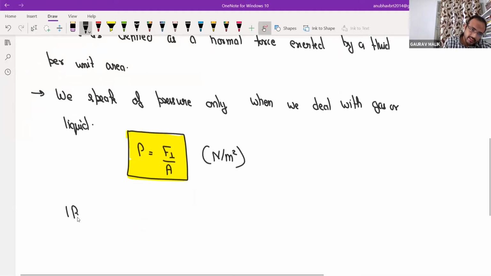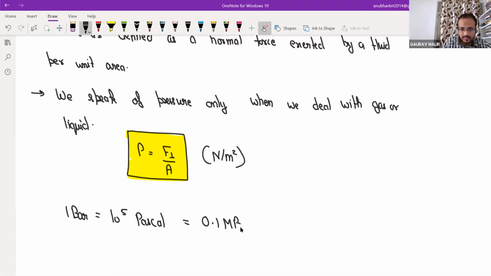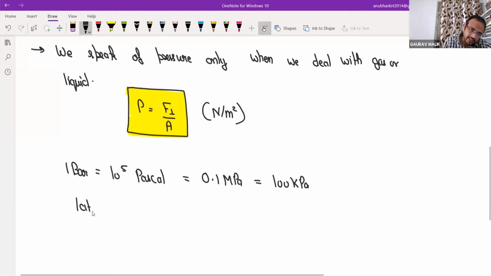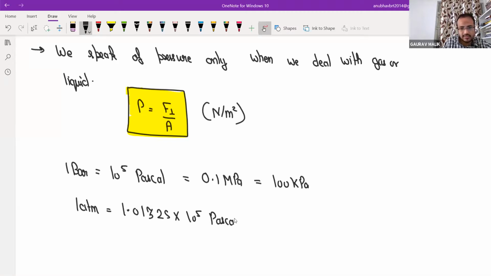Now units: 1 bar is equal to 10^5 Pascal, equal to 0.1 megapascal, equal to 100 kilopascal. 1 ATM is equal to 1.01325 into 10^5 Pascal, or 101.325 kilopascal, or 1.01325 bar. This is bar, not that other bar.